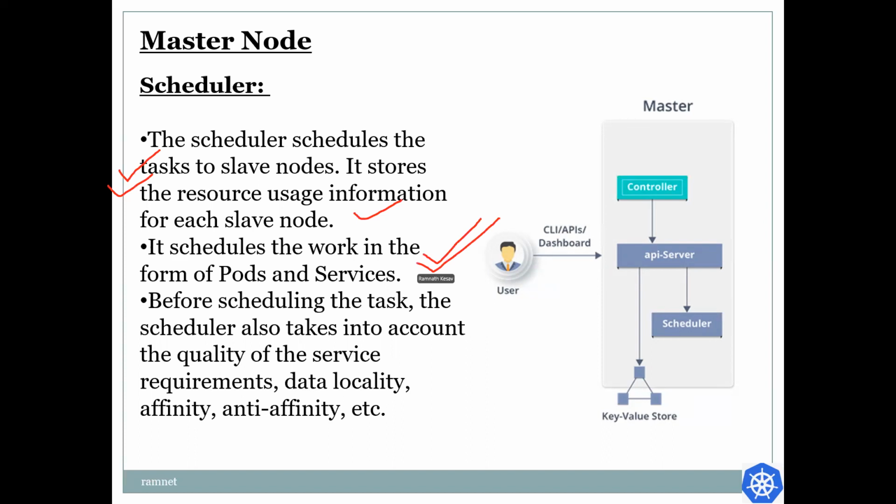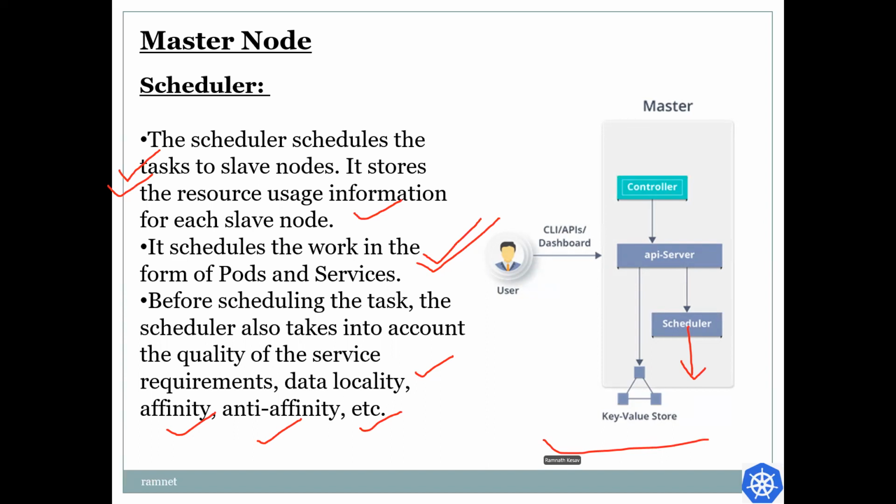Before scheduling a task, the scheduler also takes into account the quality of service requirements, like data locality, affinity, anti-affinity, and so on. This means the scheduler is going to talk to the worker nodes, if you want to say it that way.